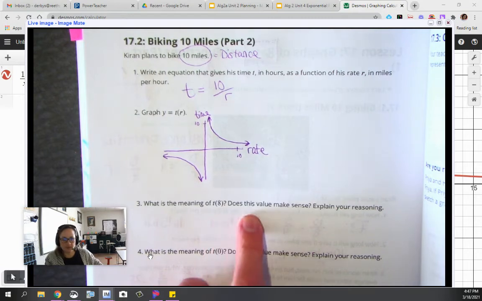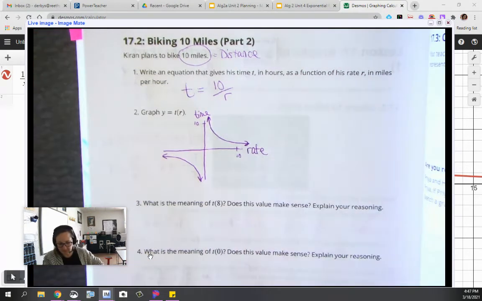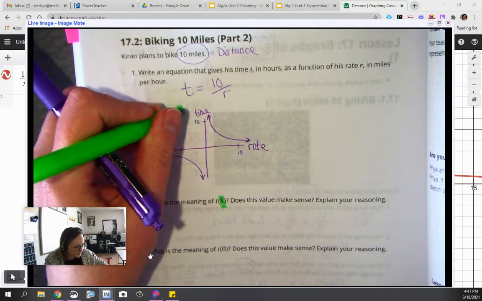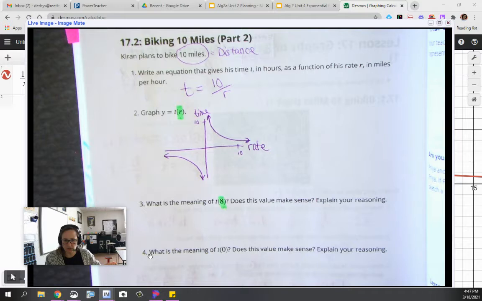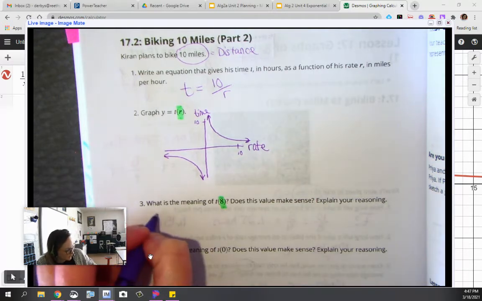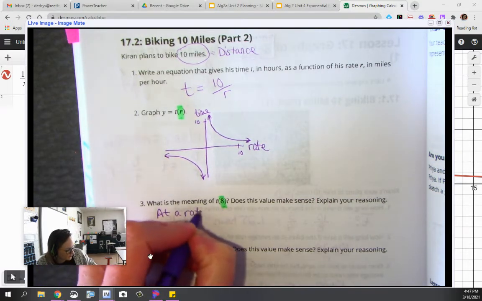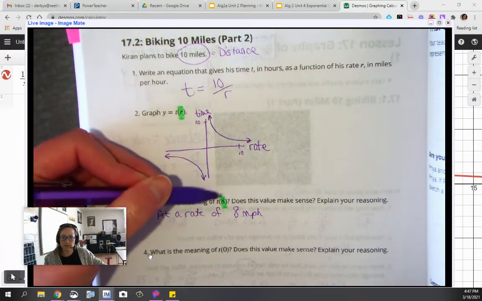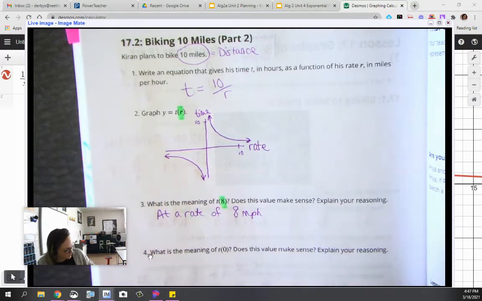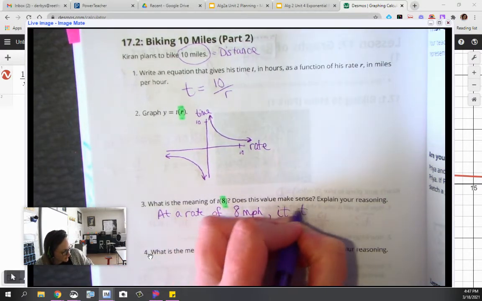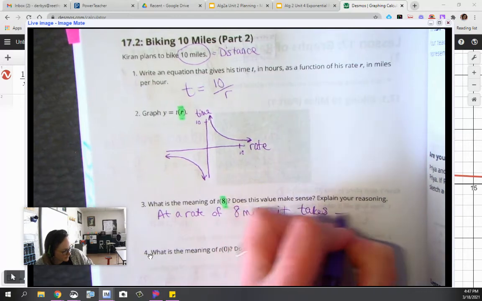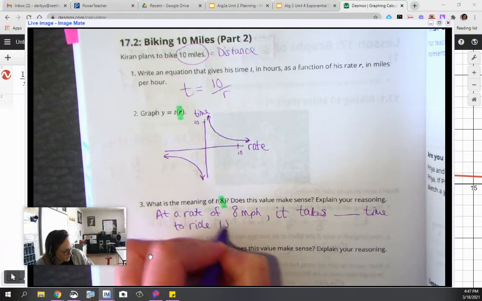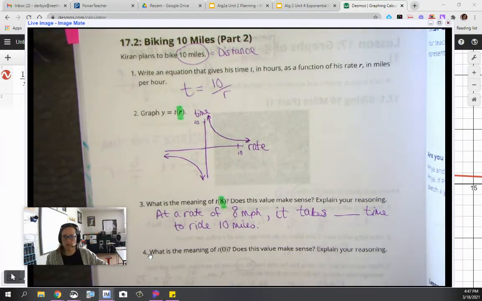And the meaning of t of 8, well, let's see, that 8 here is in place of the r in my function notation. So what this is telling me is that at a rate of 8 miles per hour, now I know it's rate because that's what place it's taking, the output of this would be the time. So it takes blank time to ride 10 miles. All right, so that's what it's telling me.